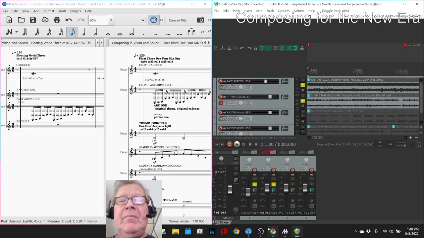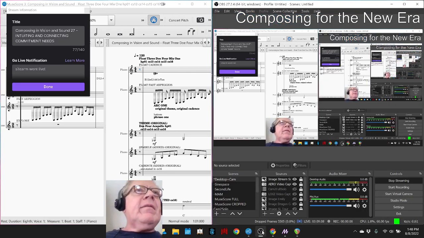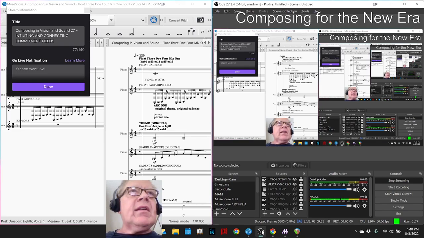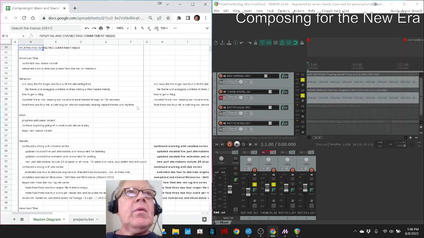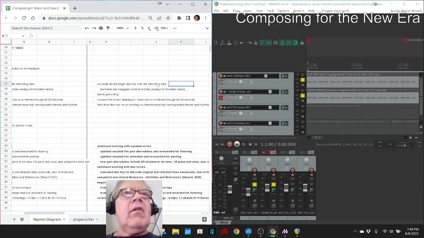Ladies and gentlemen, this is a recap of Composing in Vision and Sound, Part 27, Intuiting and Connecting, Commitment, Needs. In today's episode, we re-entered by reflecting that we really like what we're calling the longer Do 4 composition with alternating lines and themes. And the themes and arpeggios combine at times, making a third implied melody.